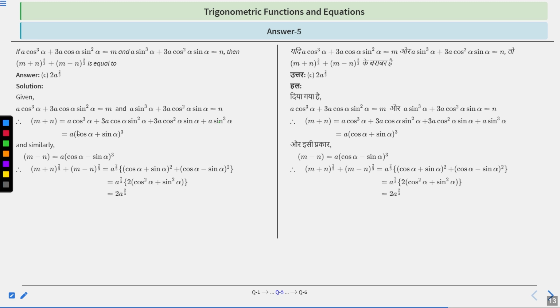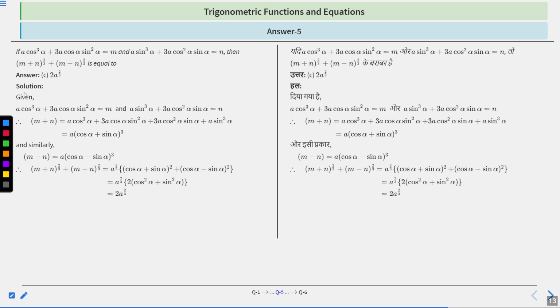When you take a common, it will be cos cube alpha plus 3 cos alpha sin square alpha plus 3 cos square alpha sin alpha plus sin cube alpha, which is basically (cos alpha plus sin alpha) whole cube, right? Therefore, m plus n is equal to a times (cos alpha plus sin alpha) whole cube. And similarly, m minus n will be a times (cos alpha minus sin alpha) whole cube.